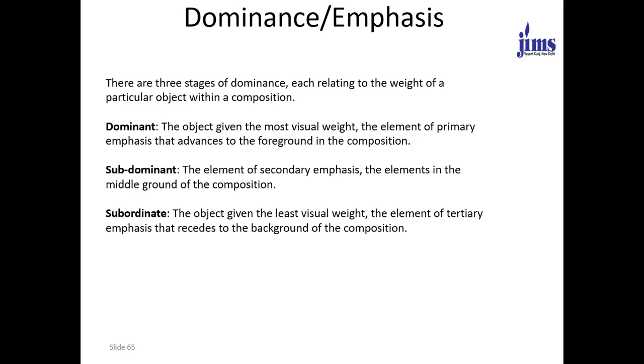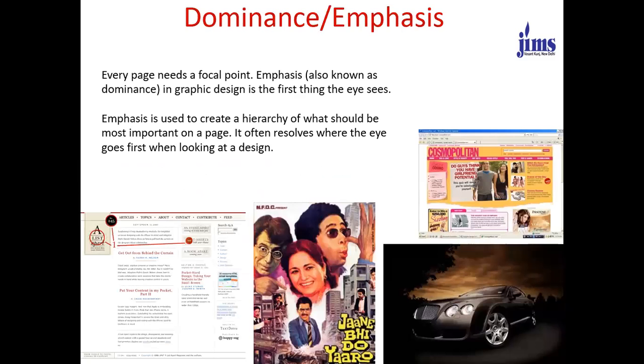All right, so there are three things that we have to understand under the dominance principle: dominant, subdominant, and subordinate. It is like primary, secondary, and tertiary. Here are the examples. Let me show you certain examples. Can you see the image of a car out here, where they emphasized the image of the car?